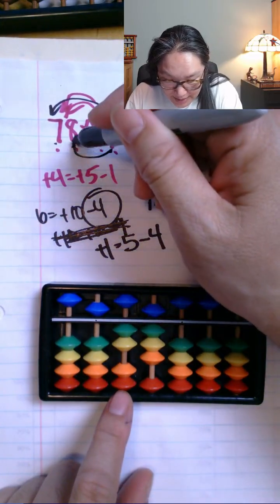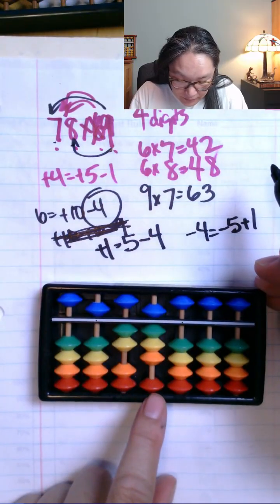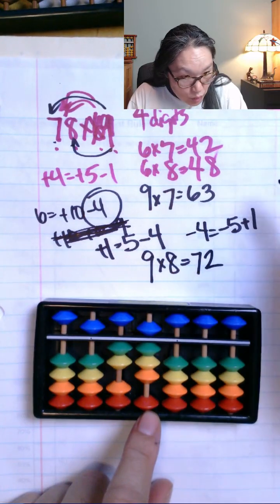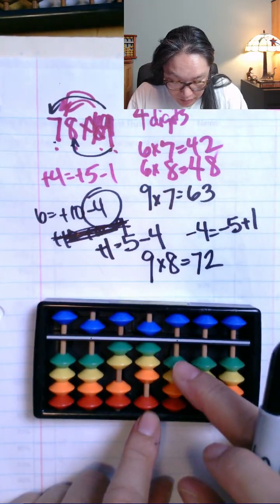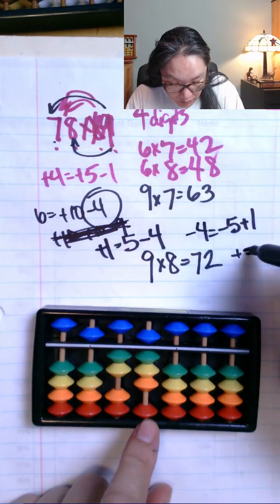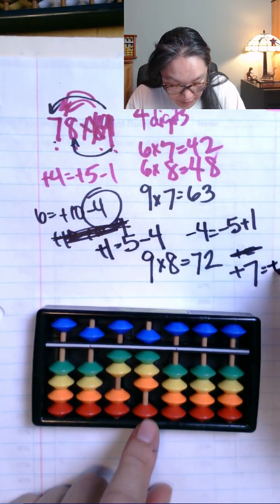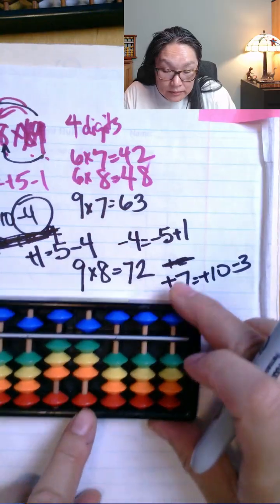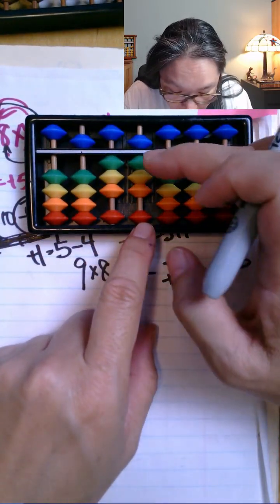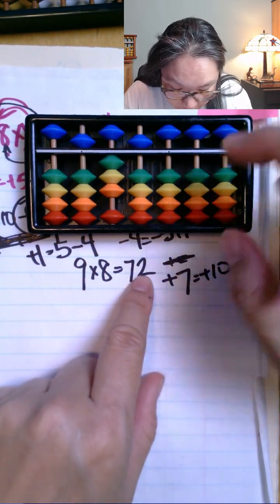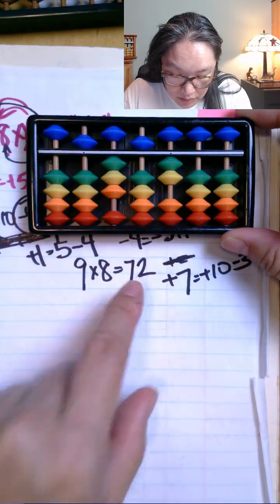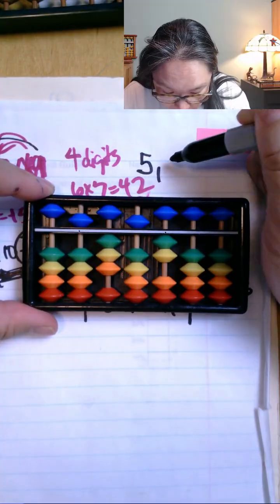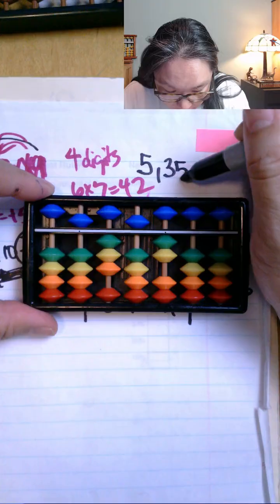My next one is 8 times 9. 9 times 8 is 72. Plus the 7 plus the 2. Plus 7 is equal to plus the 10 minus 3. So I plus the 10 and I take away the 3. And then I add the 2. So my answer is 5,352.